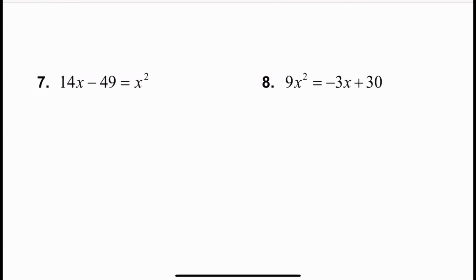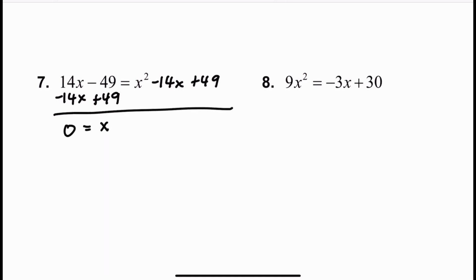Now looking at 7, you want to look at your x squared. We want this x squared to be positive. It's already positive, so we don't want to bring it over here, because if we minus x squared, that will be a negative. So instead of taking this x squared to the left, we're going to take the 14x and the 49 and bring them to the right. So I'm going to minus 14x from both sides and add 49 to both sides. Okay, so we get 0 equals x squared minus 14x plus 49.